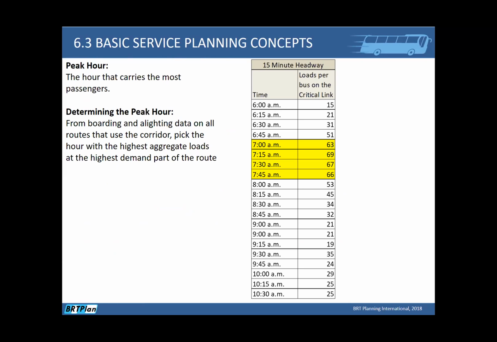So the first thing you need to do is figure out what is the peak hour. You've done this boarding and alighting data collection on all of the roads that are using the corridor that you've picked. And you're going to then look, and this little table here shows you the number of people on each bus that are passing by the part of the corridor that you think is going to have the highest demand. And you just look at which 15-minute period, where each one of those represents a bus, is the biggest total. And that then becomes your peak hour.